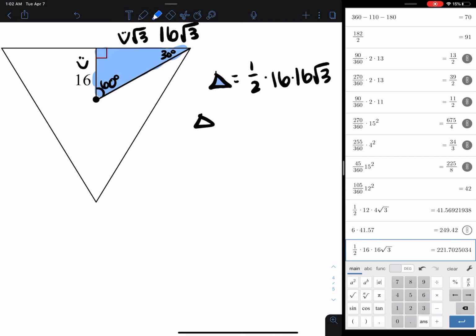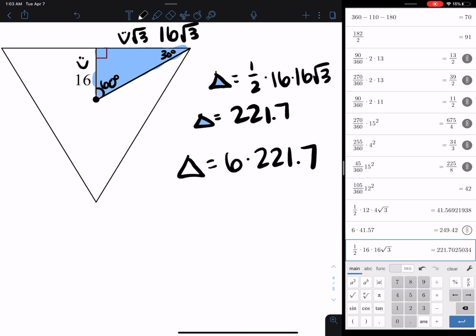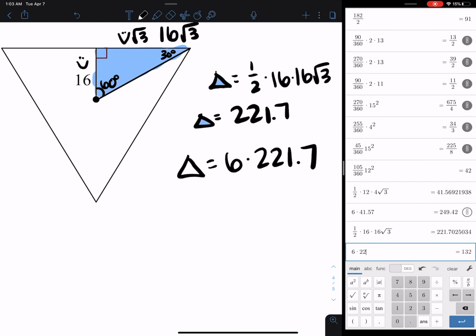The area of this little triangle is 221.7. And it's 702, so the 2 doesn't round up the 0 to a 1, so it's just 221.7. So the area of the big triangle is 6 times that, because we would have 6 little triangles in there. So we do 6 times 221.7. So this area is 1,330.2.